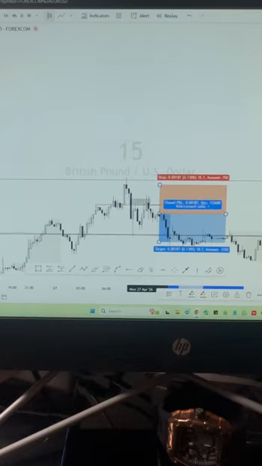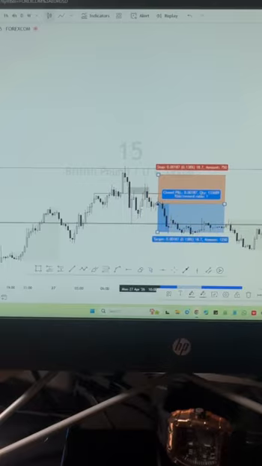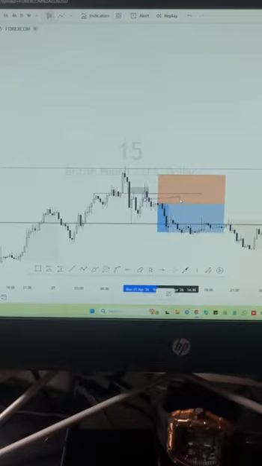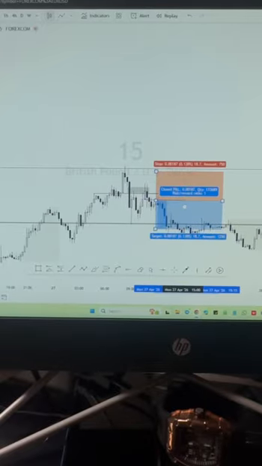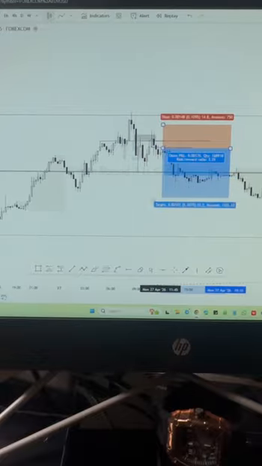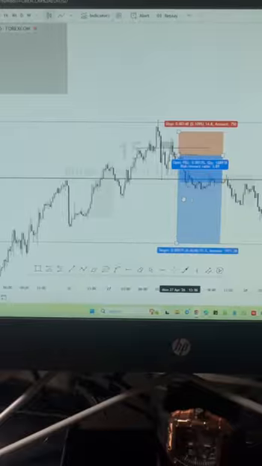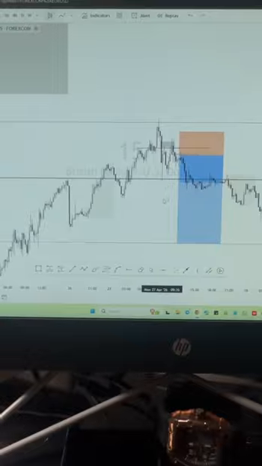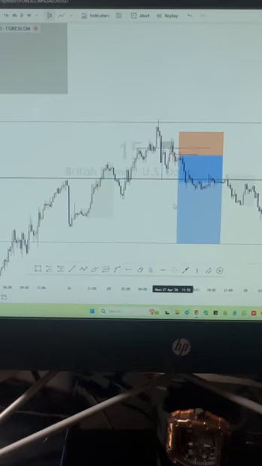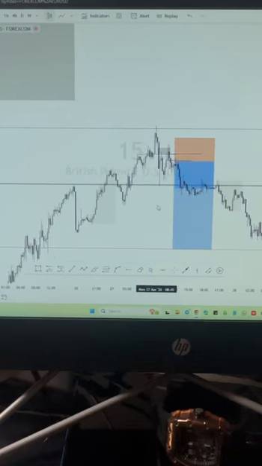So I waited for it to displace below the daily range, right? When it displaced below the daily range, I had my entry at the OTE, or the optimum trade entry. I was targeting a 15 pips stop loss, and my take profit was at the previous day low, right? So this is how the trade played out, and I got a whopping 1:3 on this trade.